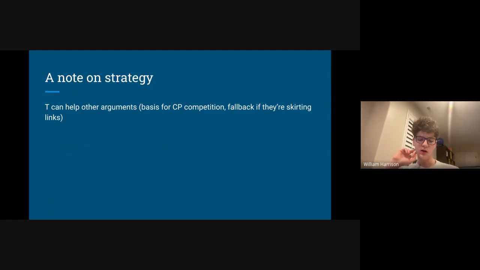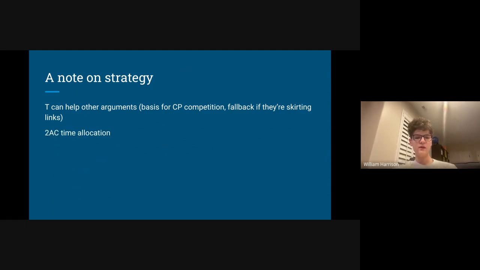If they're skirting links to a disad or a critique maybe that you're used to going for, having topicality there in the background, especially if they're abusively skirting links by using the violation that they've made, then this really supercharges your T-shell. And it can be a fallback if you're not in a round that you're really ready to debate against. 2AC time allocation.